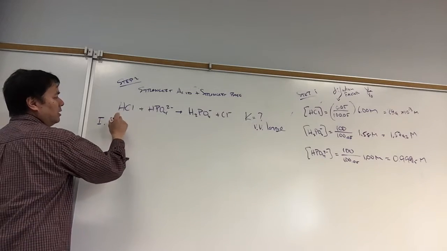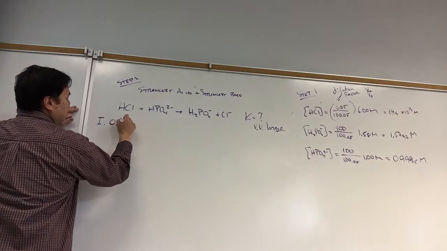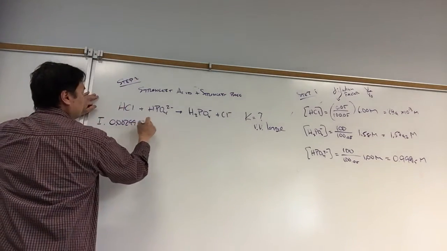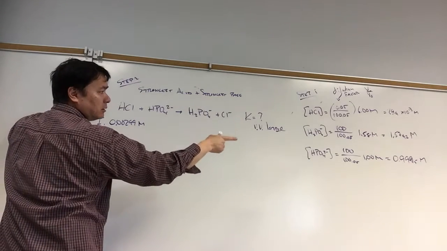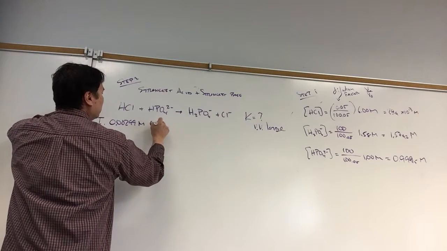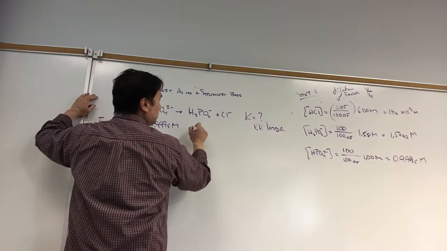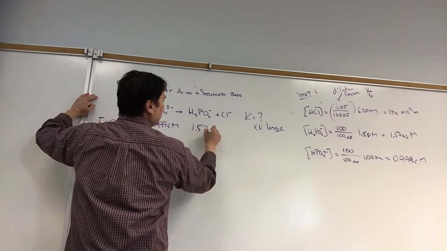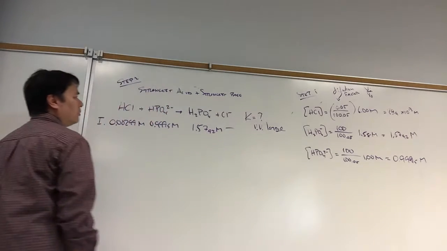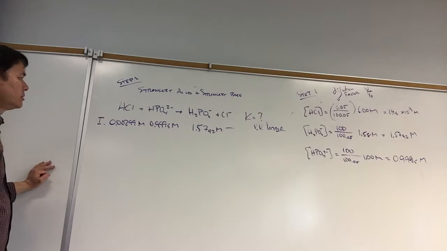And so HCl, this is going to be 0.00299 molar. HPO4 2 minus is 0.9995 molar. And H2PO4 minus is 1.5792 molar. And chloride, actually, we don't care about chloride because chloride's not going to alter the pH. But you can put it in there. Chloride's 0 right now.